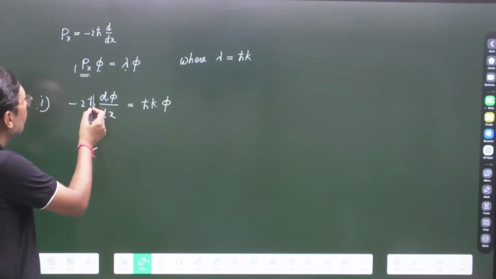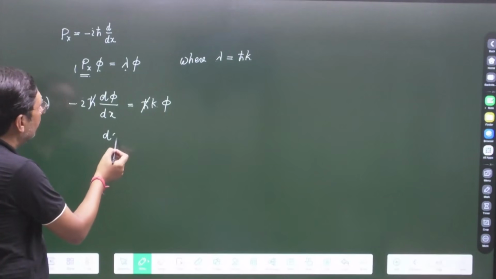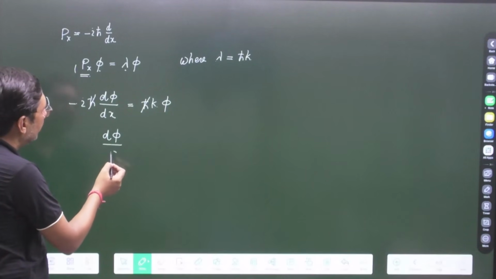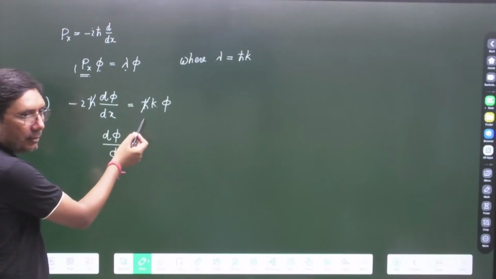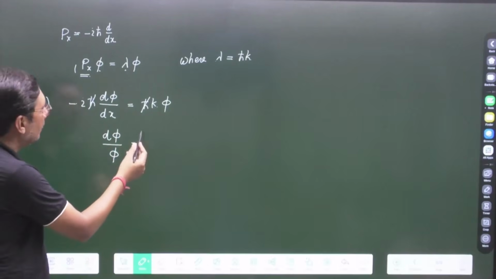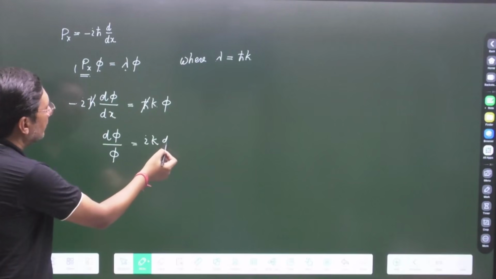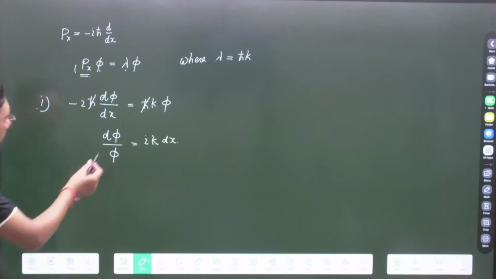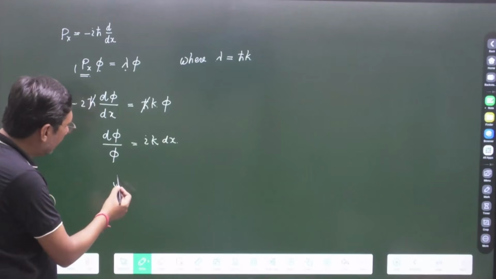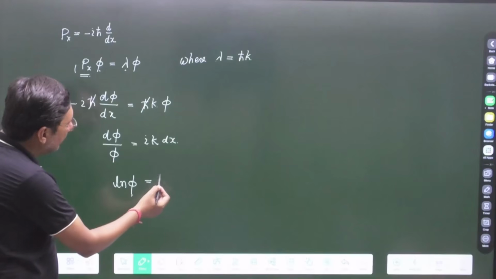So h cross is cancelled out from both sides, and this will be d phi upon 5 here, and on this side this minus iota is here, so iota square by iota, this will be iota k into dx. This is what it will be. So this will be log phi, natural log of phi. Integrate this equation.